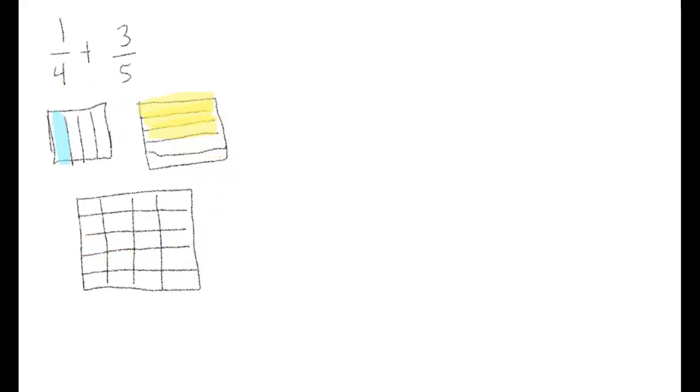Okay, so now I'm going to shade just like I did before. So I'm going to take 1/4, and there's my 1/4 that's shaded. And now I'm going to shade my 3/5. So 1, 2, 3. So now my question is, how many units in all does this create? Well, I can just count them. 1, 2, 3, 4, 5, 6, 7, 8, 9, 10, 11, 12, 13, 14, 15, 16, 17, 18, 19, 20. So my new denominator is 20.